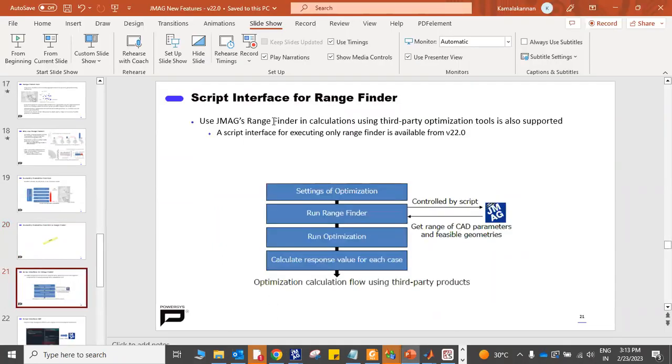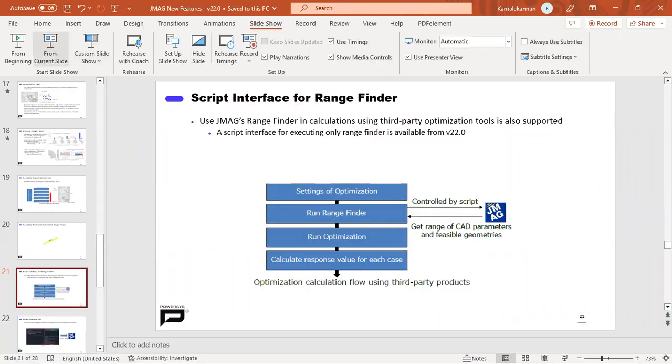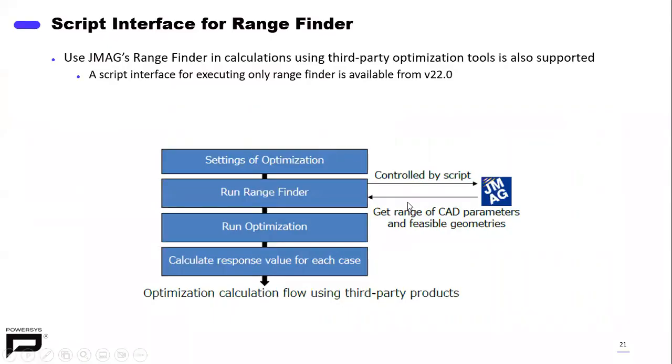Apart from that, there is a direct script interface for a range finder. I already showed you this. We can directly go for this inbuilt scripting. With the help of inbuilt scripting, we can know how the range is getting set, and whether we have to go for range finder or not. That is the inbuilt script feature.